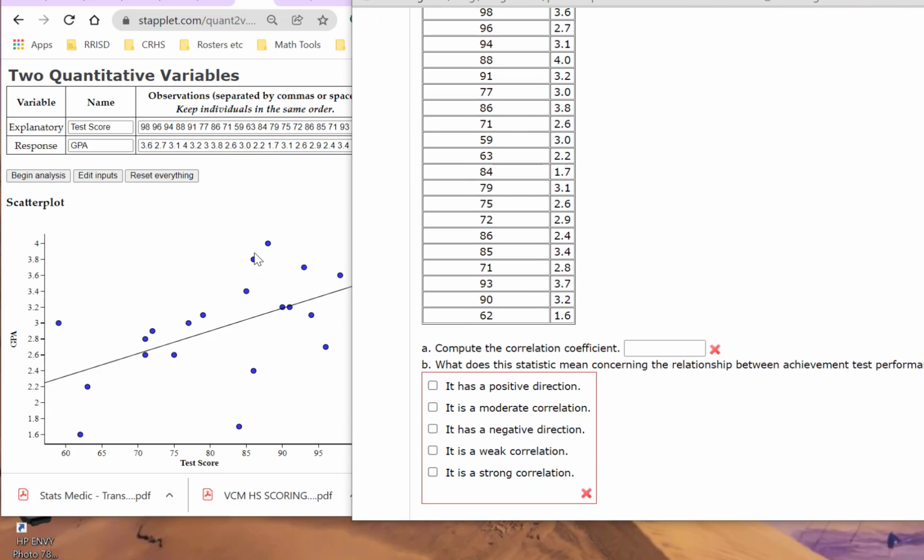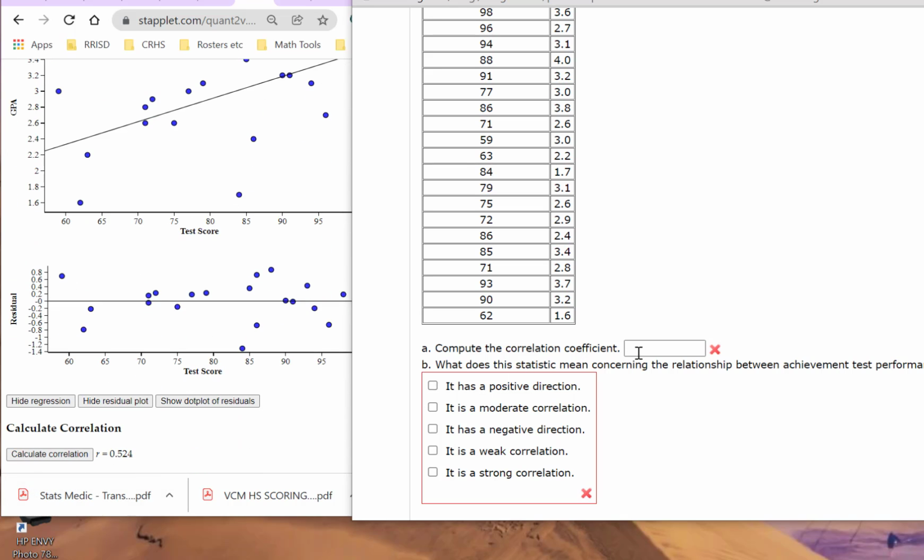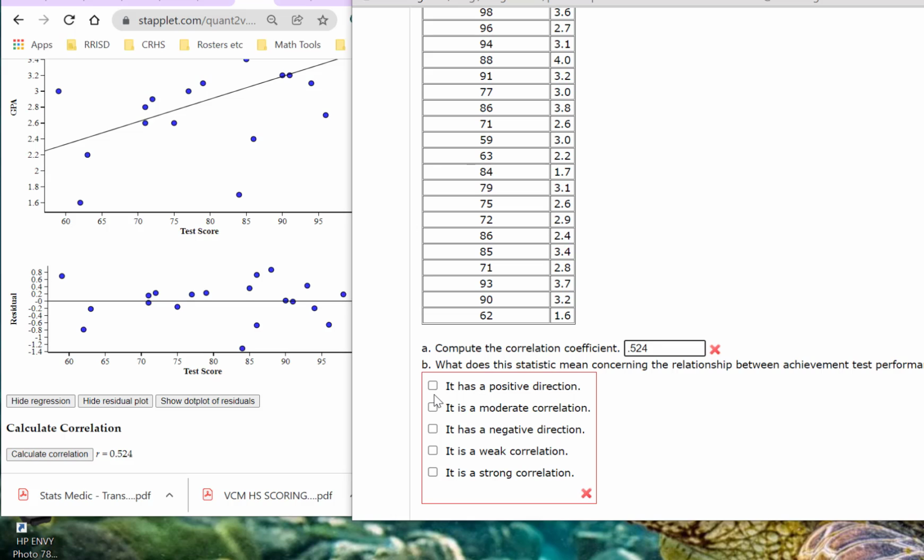Compute the correlation coefficient. So here, the correlation coefficient is 0.524. The direction, it has to be a positive direction. And then, is it a moderate correlation? So 0.524, if you recall, I gave you the guidelines. If it's between negative 0.5 and 0.5, it is weak. But 0.524 is between 0.5 and 0.8. That is what we call moderate, all right?